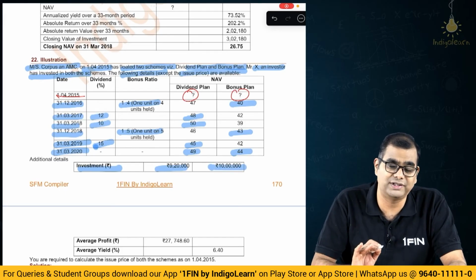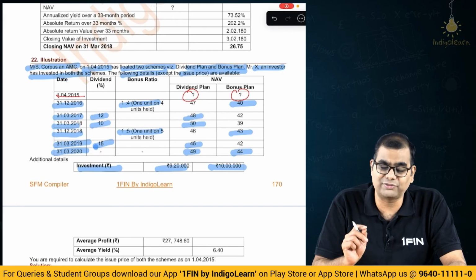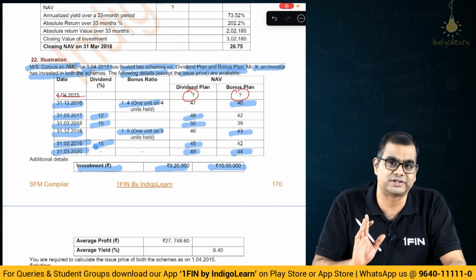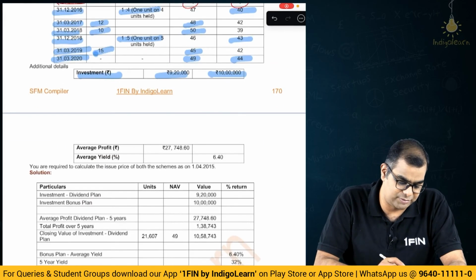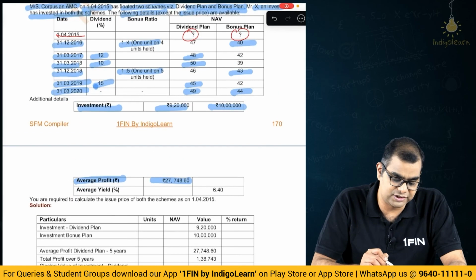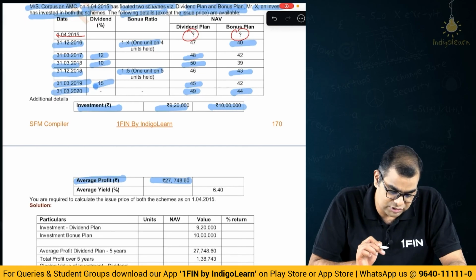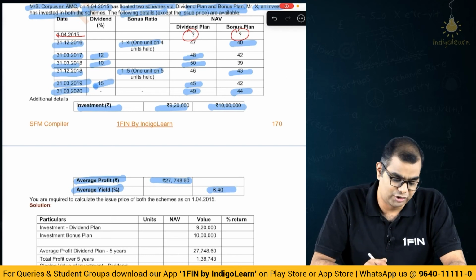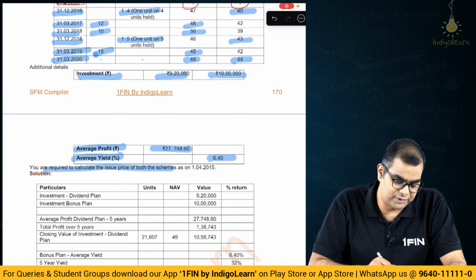You know the value of the investment, but you don't know the price at which the investment was made, or the rate at which each unit was purchased, and you also don't know the number of units. Then they have given the average profit for the dividend plan as 27,748.6 and for the bonus plan the average yield is 6.4%. You are required to calculate the issue price of both the schemes.